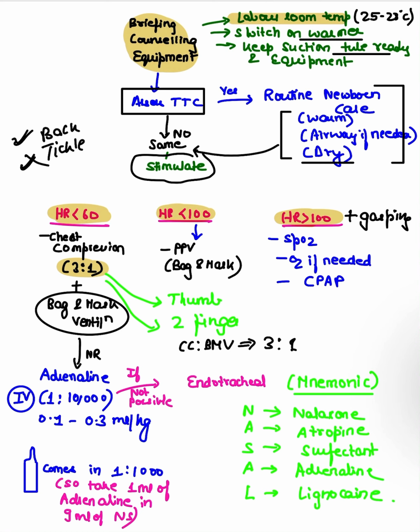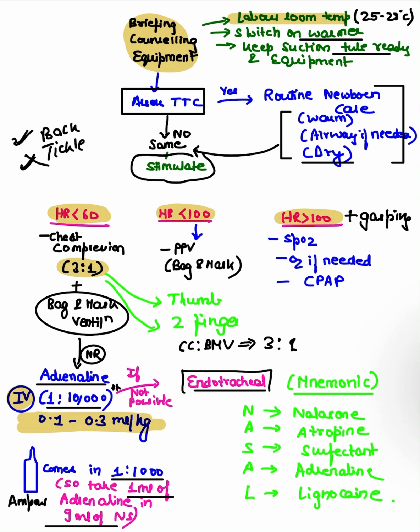Okay, and further if it's not responding, guys, we give adrenaline. Do you remember adrenaline? What does it act on? It acts on all receptors, alpha 1, alpha 2, beta 1, beta 2. And it's given in the dilution of 1:10,000, guys. But this adrenaline ampule, guys, it comes in 1:1000, guys. So what we do? We take 1 ml of adrenaline in 9 ml of normal saline, guys. And what is the dose? That is 0.1 to 0.3. And it's given IV, that is through the umbilical venous route, guys. Okay, if not possible, then we will go for endotracheal route. As soon as you answer, guys, endotracheal route, the next question comes to you. What are the other drugs that you give by endotracheal route? So what are those?